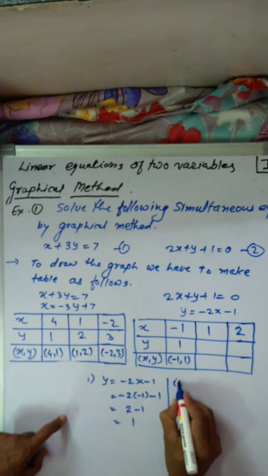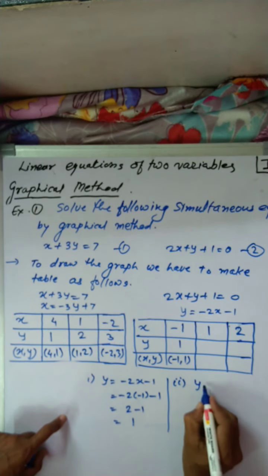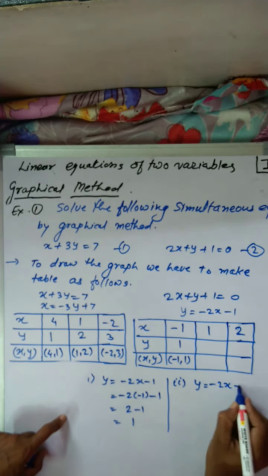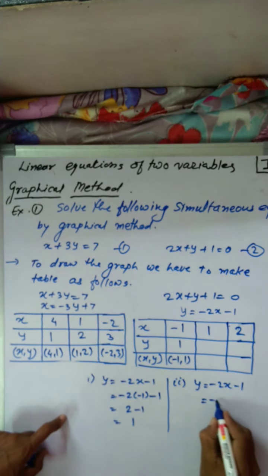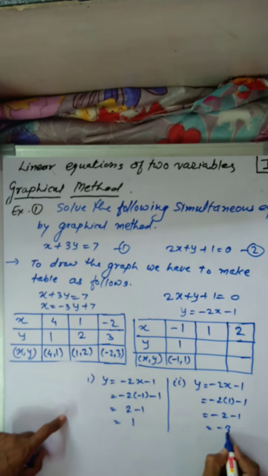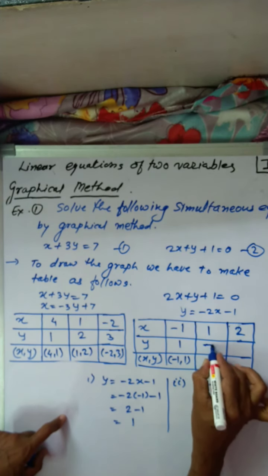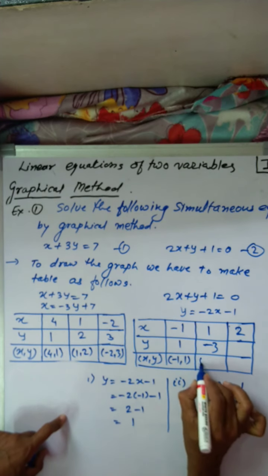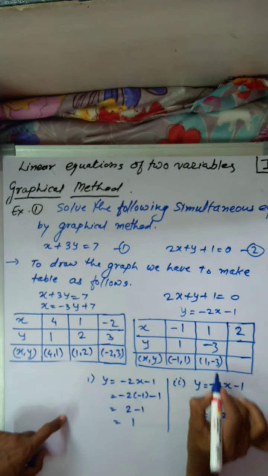Second, y is equal to minus 2x minus 1. Minus 2 into 1 minus 1, that means minus 2 minus 1, which is minus 3. The second point is 1, minus 3.